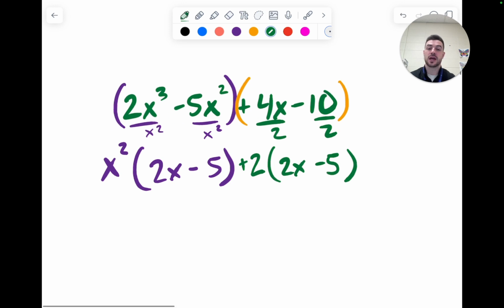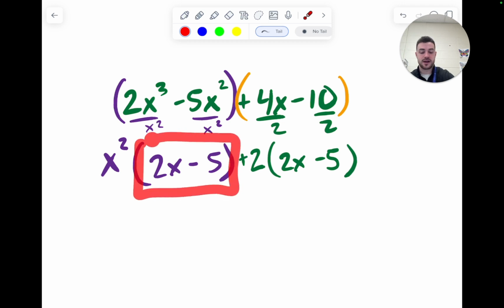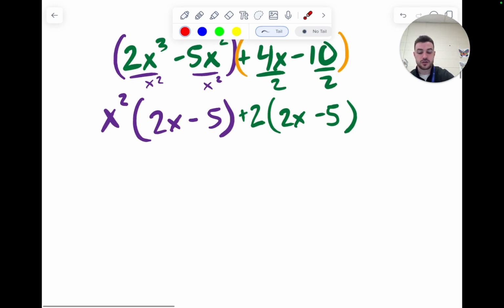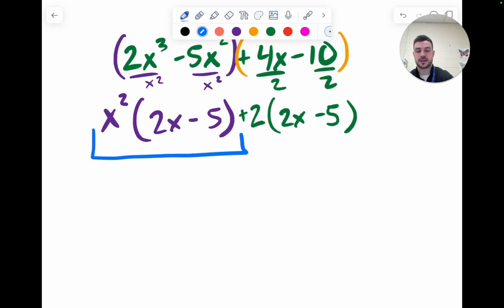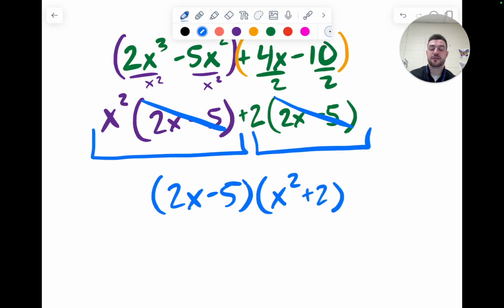Now, what tells me I'm doing the right process and it is working the way it should is that the values inside of my parentheses are the same. So now I'm going to picture this and imagine that is one term and this is the other. Well, what do they have in common? They both have a 2x minus 5. So I'm going to divide it out to the front, and that leaves me with an x squared plus 2. This is the factored form of our original polynomial.